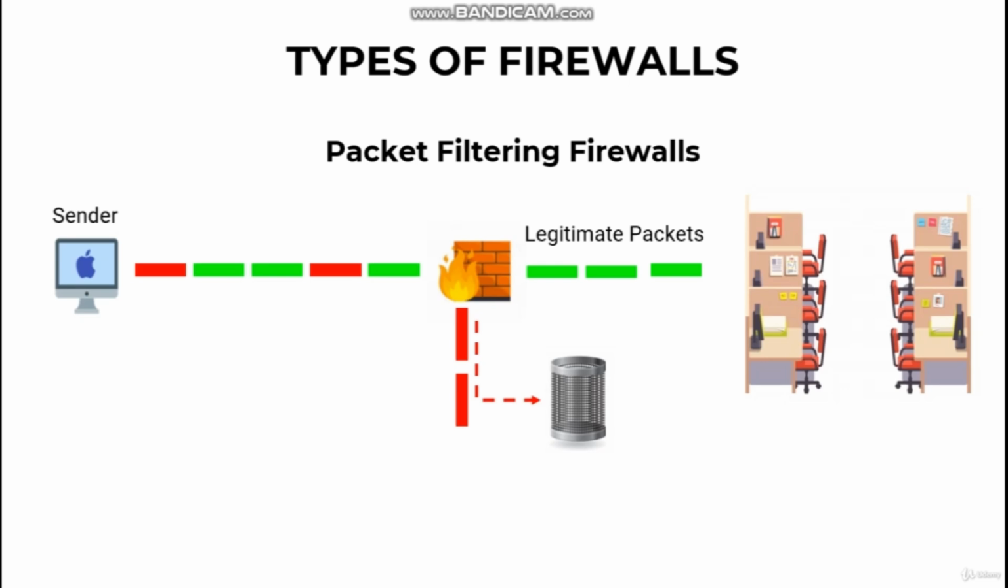In this video, I'm going to cover 4 types of firewalls. The first one is the packet filtering firewall. The packet filtering firewall is the most basic type of firewall. In the packet filtering firewall, each incoming packet is examined and only those packets that match the criteria you set are allowed to pass through.